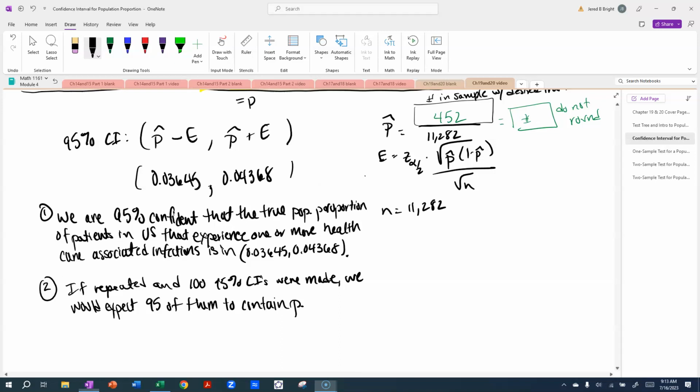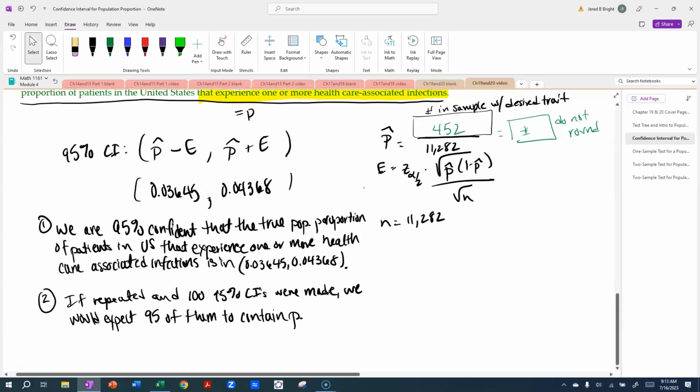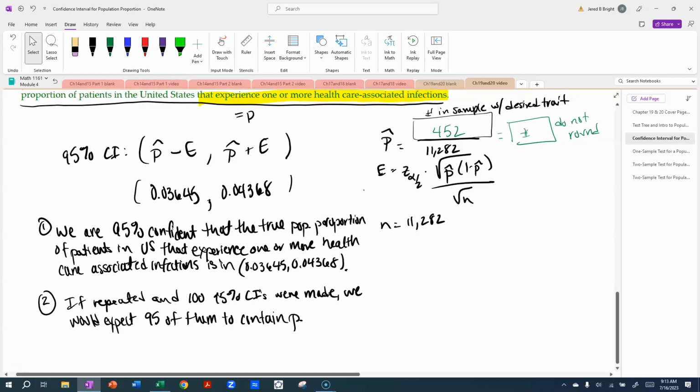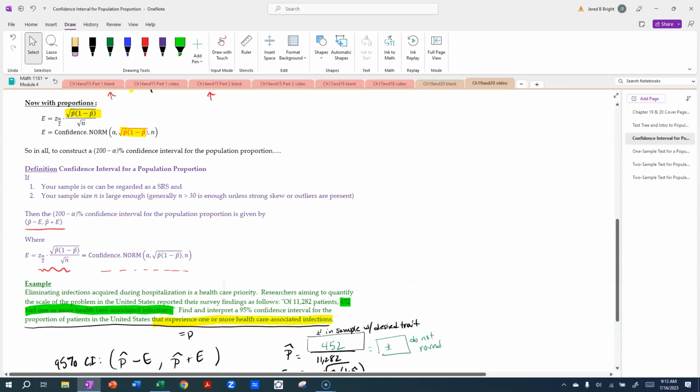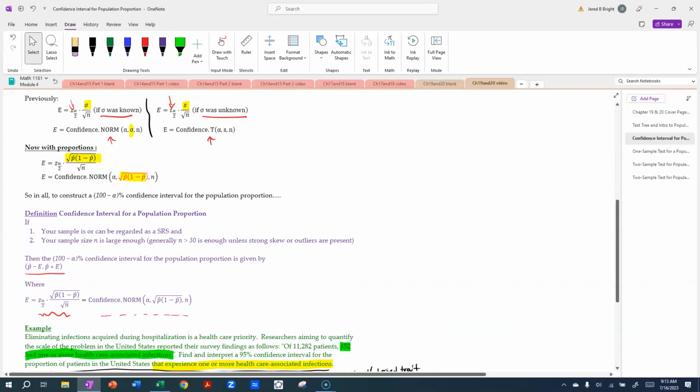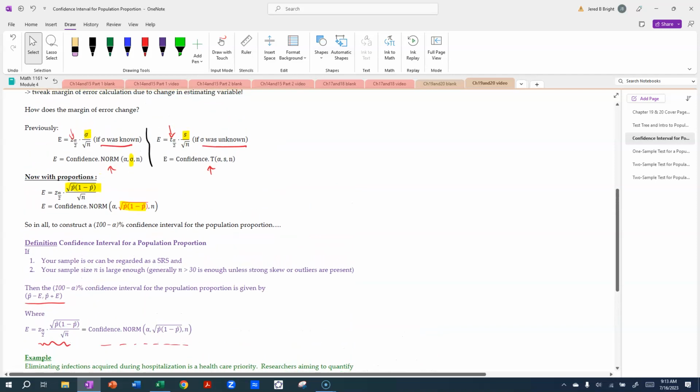But this is a quick overview of how to make a confidence interval with a population proportion. And the big idea we need to take away here is that conceptually it's the same as what we've done in the past. It's just changing some of the mechanics, mainly changing the standard deviation to the square root of p hat times 1 minus p hat. Okay, and everything else should be good.